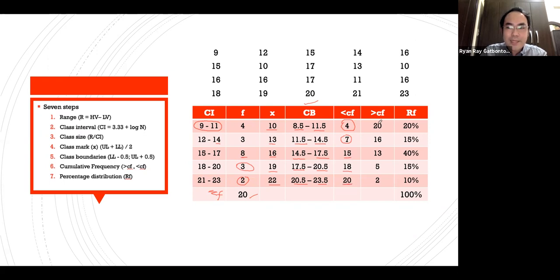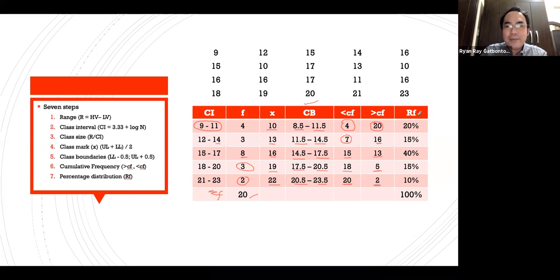This one is the inverse of your increasing cumulative frequency. This is the decreasing cumulative frequency. You start with 20 because you have 20. You subtract 4, you get 16. From here, 16 minus 3, you get 13. 13 minus 8, you get 5. And 5 minus 3, you get 2.